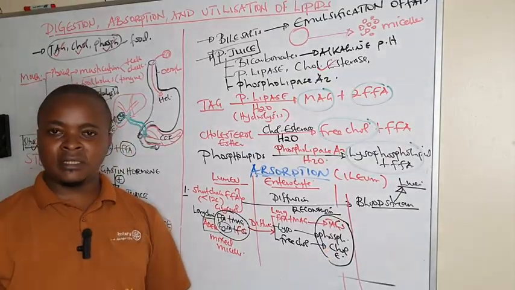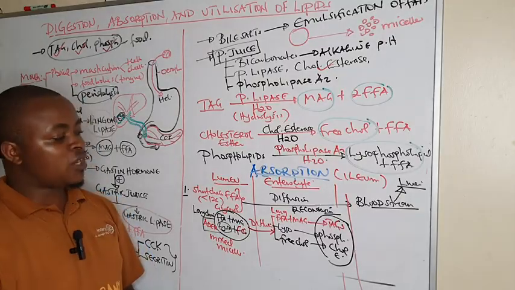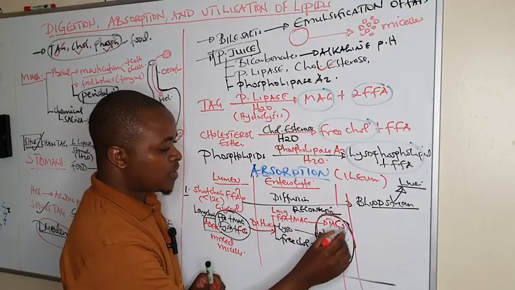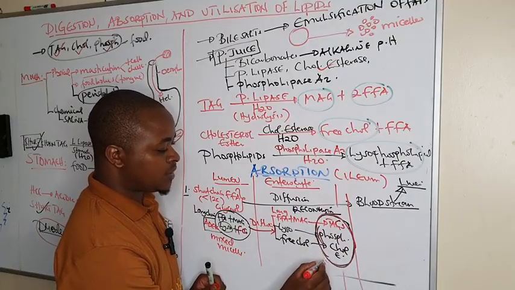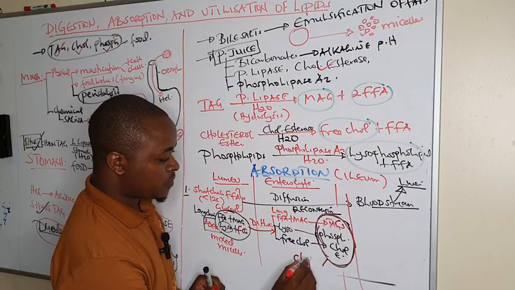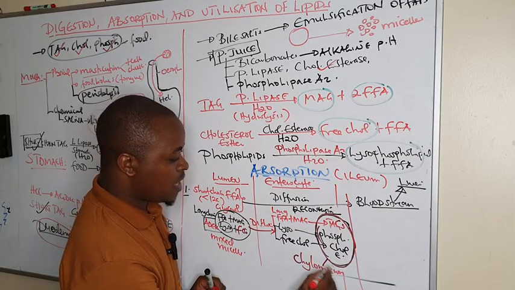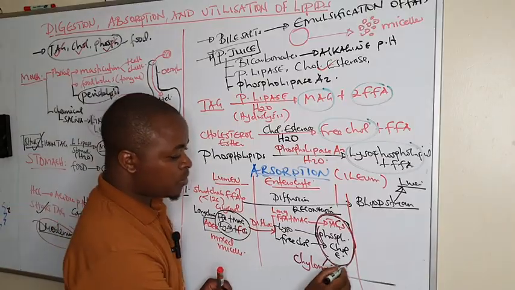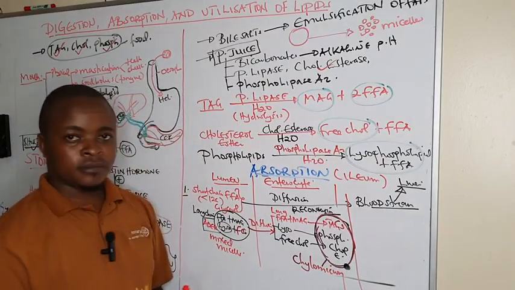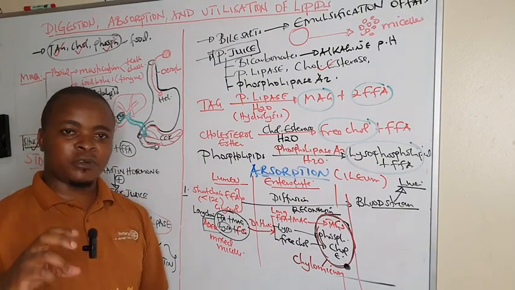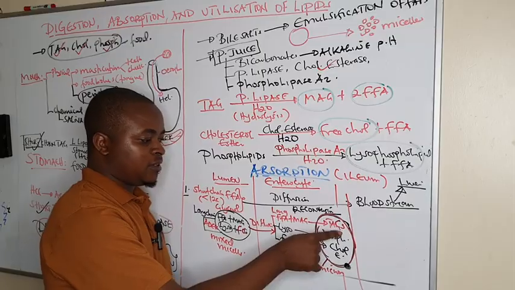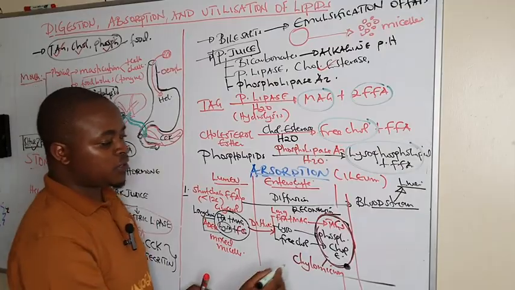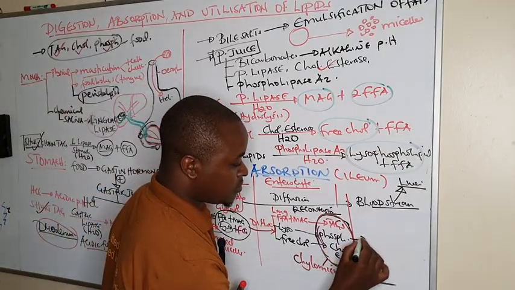but 90% is triglycerides. So these triglycerides which are formed combine with a lipoprotein, and this lipoprotein is known as the chylomicron. They combine with the chylomicron, and this chylomicron has an apoprotein known as ApoB48. So this lipoprotein, after forming TAGs, phospholipids, and cholesterol esters, is transported via the lacteal.